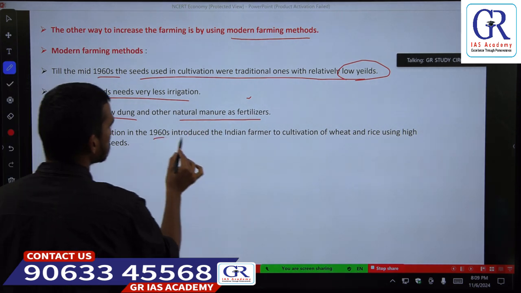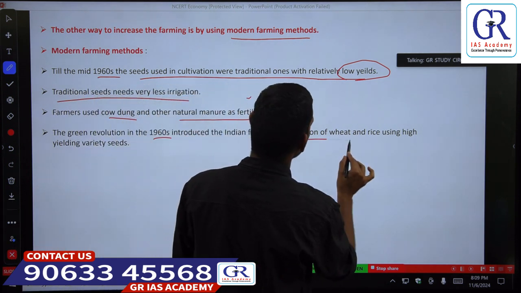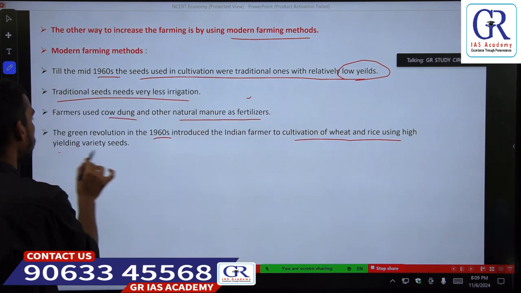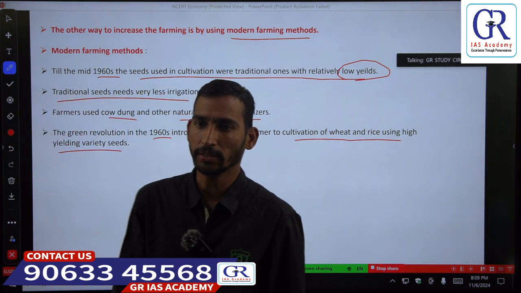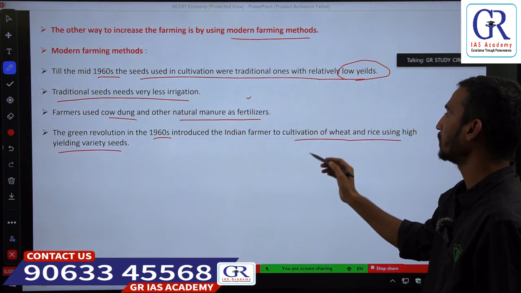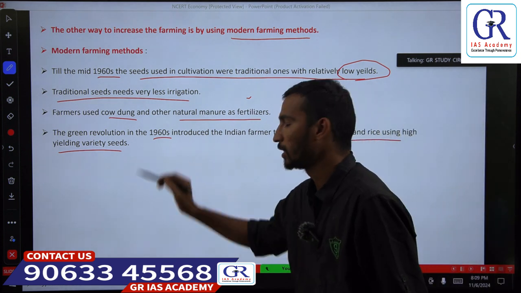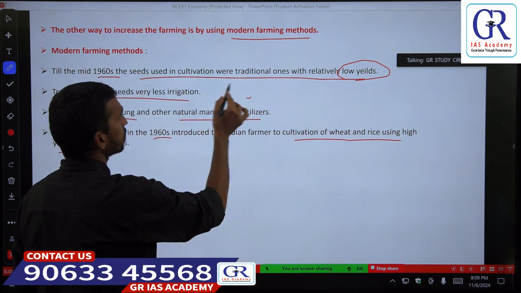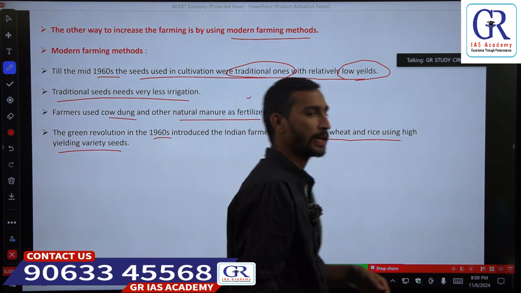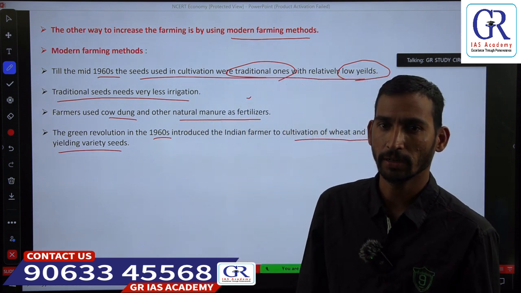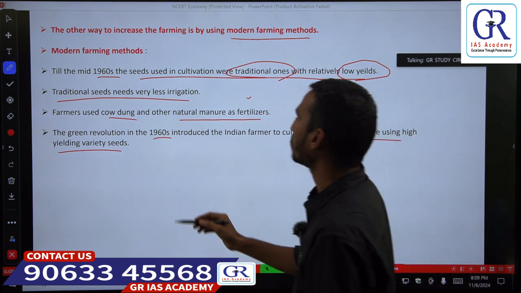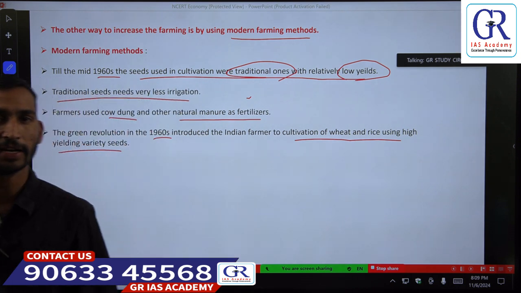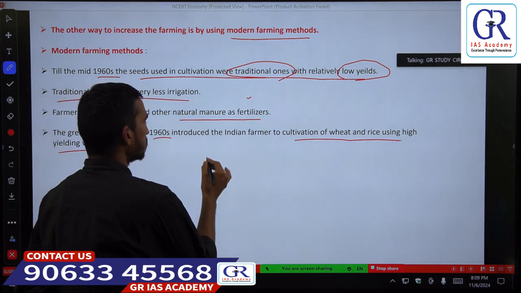The green revolution in the 1960s introduced the Indian farmer to the cultivation of wheat and rice using high yield variety seeds. Under the green revolution, the farmers started using high yield variety seeds for cultivation of crops. Earlier they used traditional seeds and got low yields, low productivity. Now, to increase productivity, the farmers are using high yield variety seeds. High yield variety seeds were introduced by MS Swaminathan.